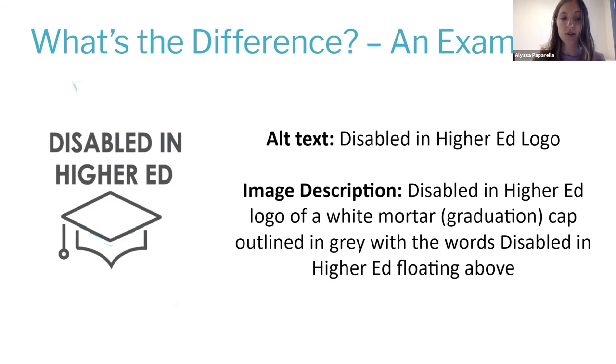Whereas if you go to an image description, you're getting more and you're going to actually understand what is part of that logo. This image description would be: Disabled and Higher Ed logo of a white mortarboard graduation cap outlined in gray with the words Disabled and Higher Ed floating above. From the image description, you get a lot more from it rather than just having your alt text. Next slide.